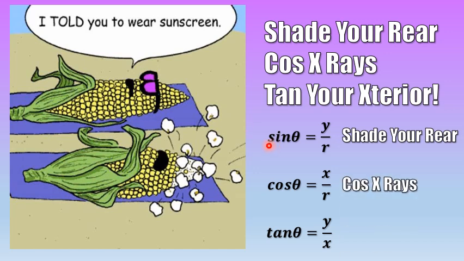Let me get a pointer option here. So S for sine is S for shade your rear. Y over R, your rear. And then cosine, cos: X over R, X-rays. Tan: Y over X, your exterior.